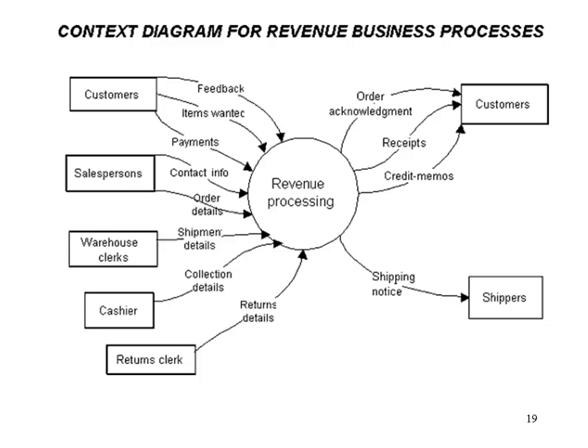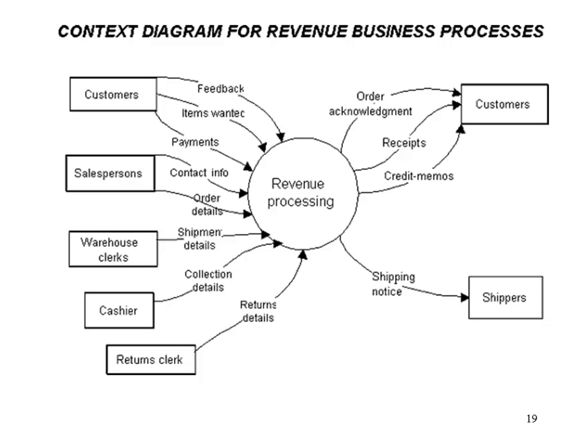The next step is DFDs. So here is a context diagram. You have this revenue cycle, the sales cycle. What are the inputs based on what we know? Inputs are, well, you have customers. They provide feedback. They say what items they want to order.